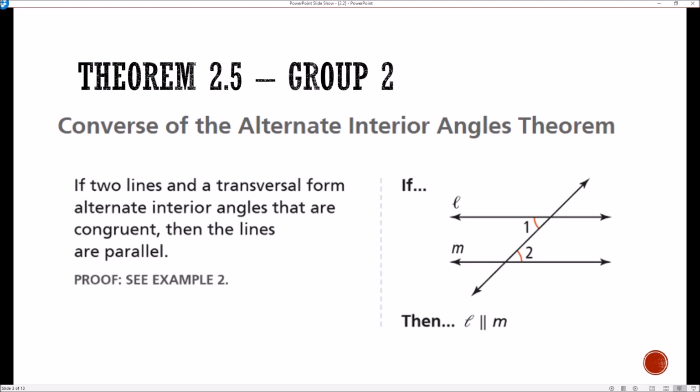Alternate interior angles: the alternate part means opposite sides of the transversal. Interior means within or inside of the two lines that we are trying to prove are parallel. So we have angle 1 and angle 2 on opposite sides of the transversal. So perfect, we have our alternate angles. They are inside of line L and M, so they're interior angles.